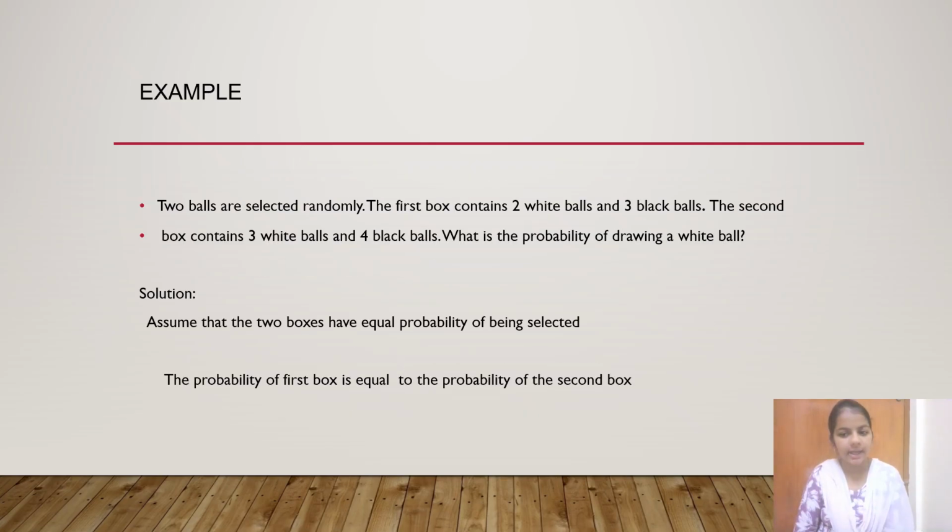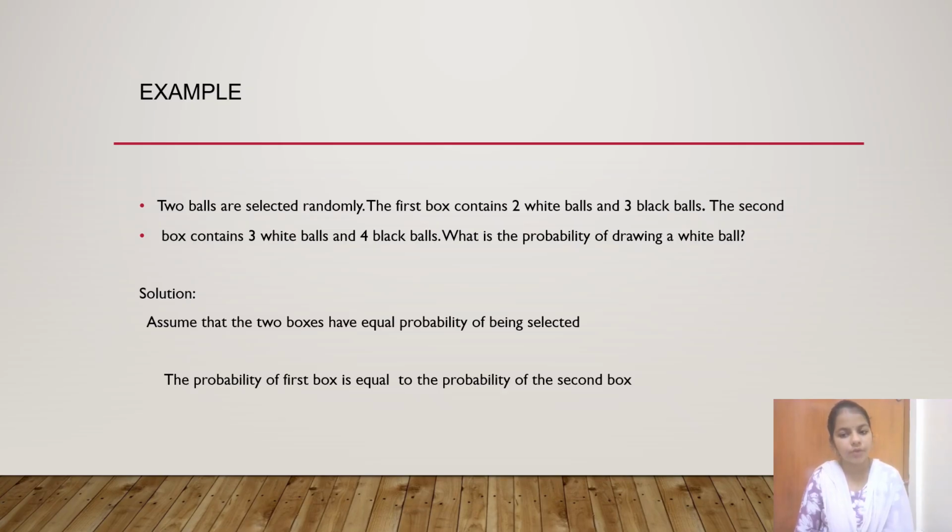Let us consider an example for our better understanding. Here the example is two balls are selected randomly. Here we are considering two boxes. In the first box there are two white balls and three black balls. In the second box there are three white balls and four black balls.